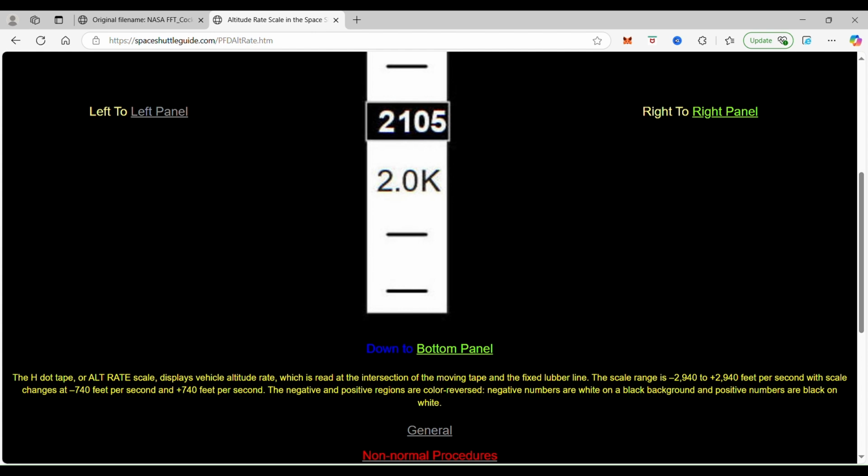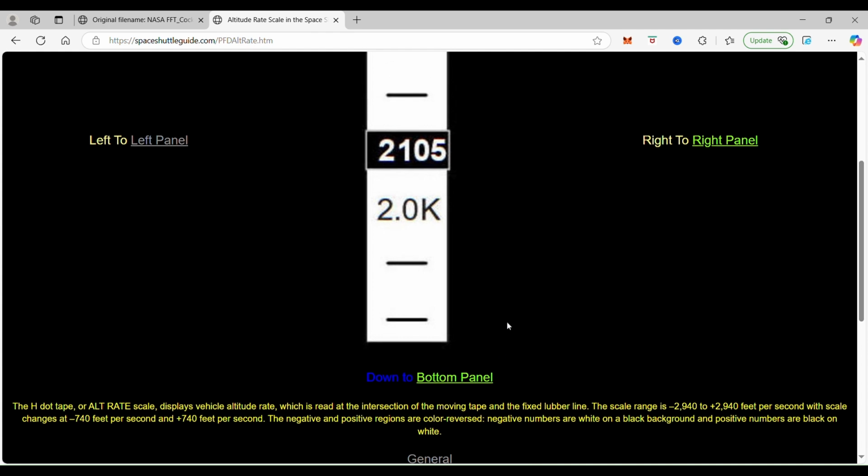The scale is from minus 2,940 to plus 2,940 feet per second, with the scale changing at 170 feet per second and positive 700 feet per second. The negative and positive regions are color reversed. Negative numbers are white on a black background, and positive numbers are black on a white background.